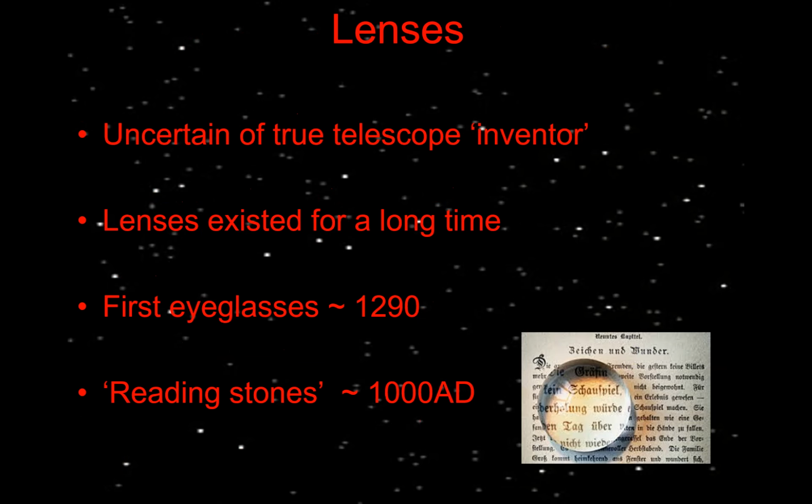But systems of lenses have been used for a very, very long time. No one's really sure who invented the original telescope. And systems of lenses have been in use, as I say, for thousands of years. The first eyeglasses ever recorded were about 1290. Reading stones actually stretch back further than this. These were transparent pieces of quartz, transparent pieces of stone, which were shaped to allow magnification, and people would actually take these and run them over print and could actually use them to magnify print as a form of primitive magnifying glass.